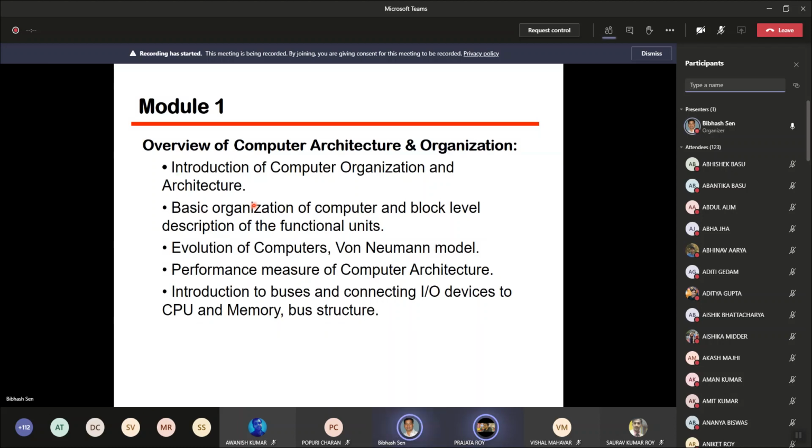Sir, a CPU, processing unit, input devices, output devices. You will choose input devices. Yes, sir. For example, mouses, keyboards, that stuff.